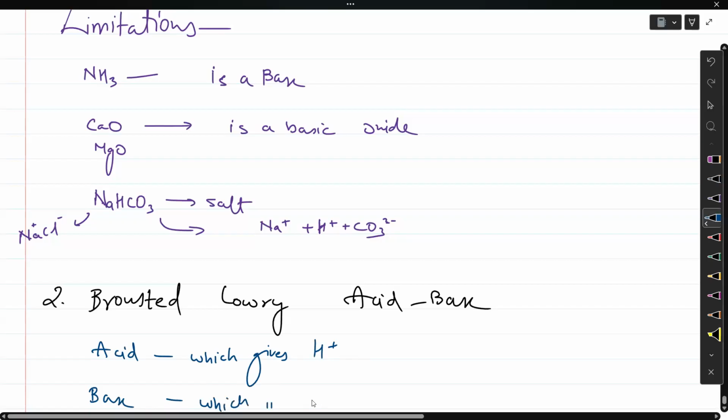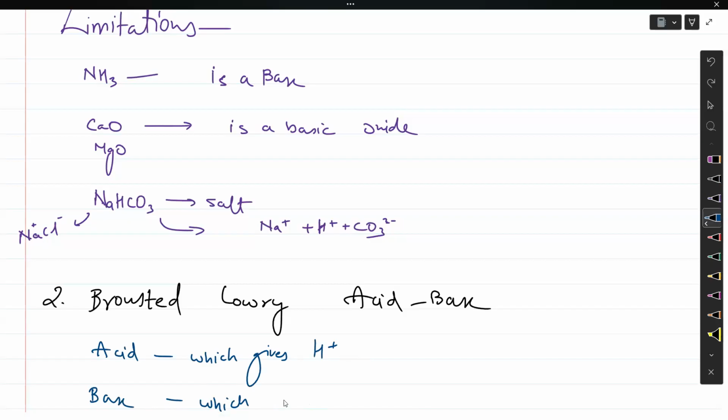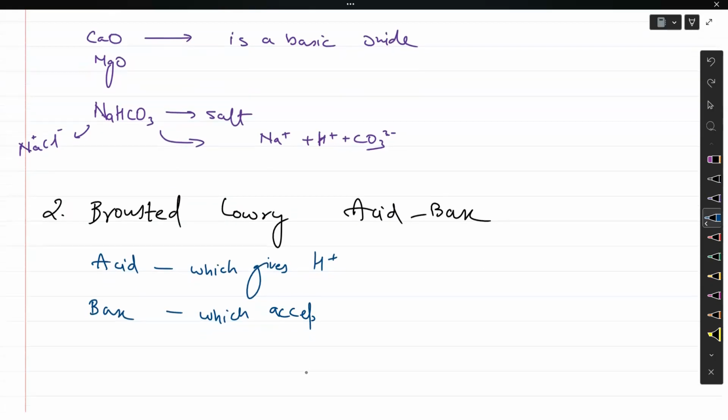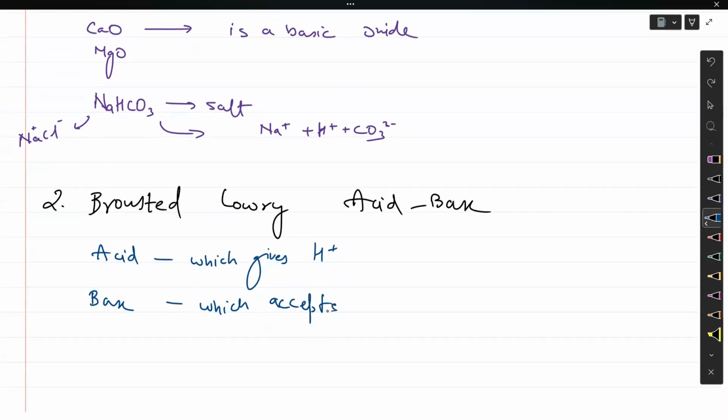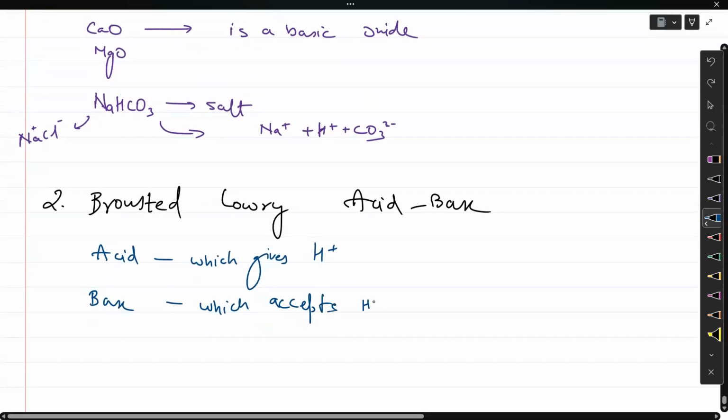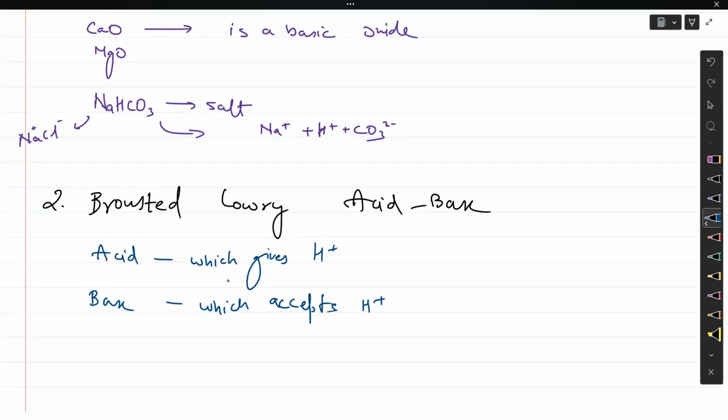And which gives, sorry, which accepts. यहाँ पे विच एक्सेप्ट्स उल्टी बात आ रही है, यहाँ पे एक्सेप्टेंस की बात आ रही है. Which accepts H plus ion. So acids are the substances which give H plus ion in the solution, and bases are the substances which accept H plus ion in the solution. So let's see how to deal with them.